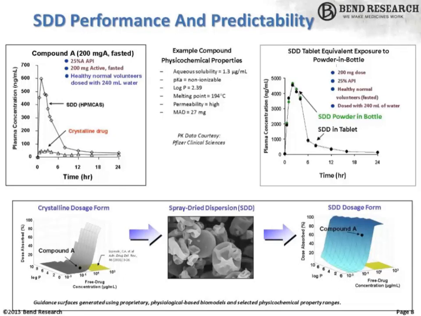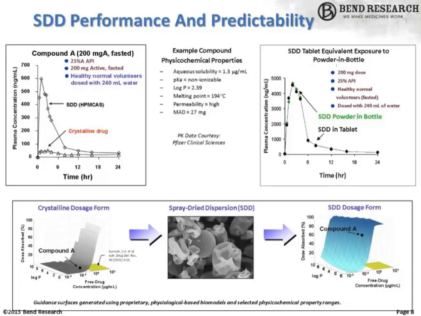In the upper right-hand corner, then, is the SDD, which was dosed as a powder in a bottle, compared to a tablet. And really the key message here is that it's possible, and in fact quite easily done, that a tablet can provide the same exposure as a powder in a bottle. And so for early clinical trials, it's often not necessary to formulate a solid dosage form, but the SDD can be formulated as a powder in a bottle, which decreases costs and decreases the timeline necessary to get to the clinic.